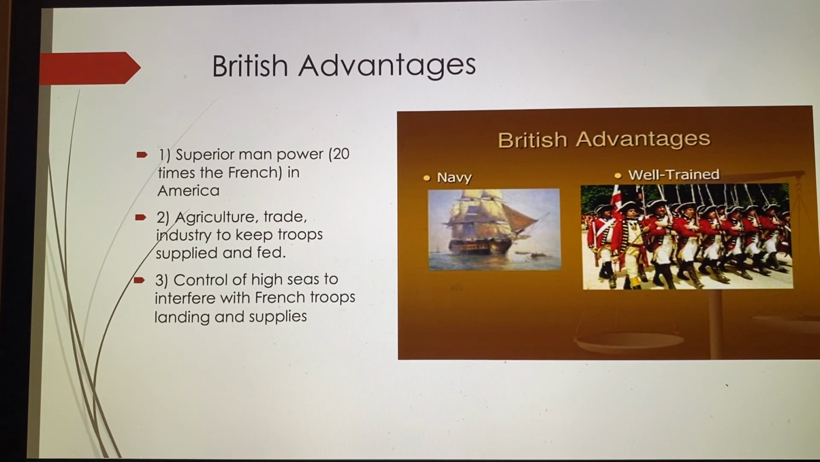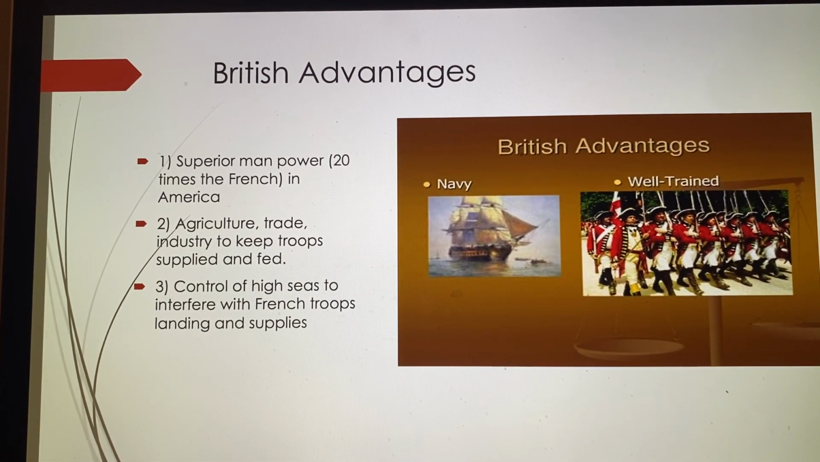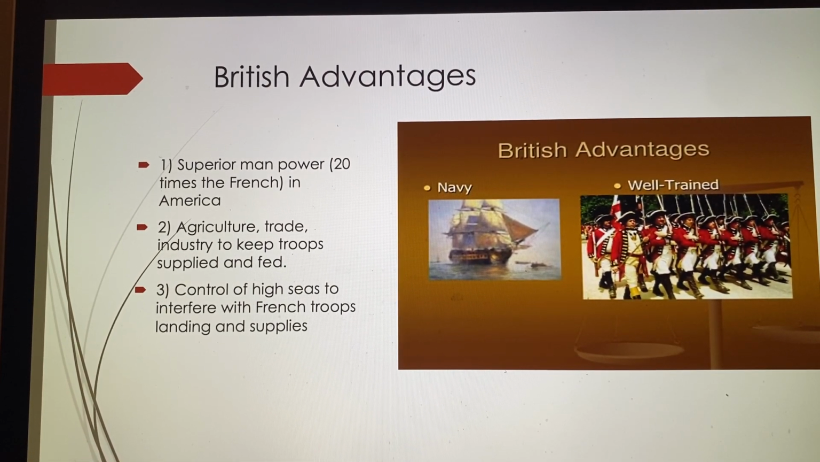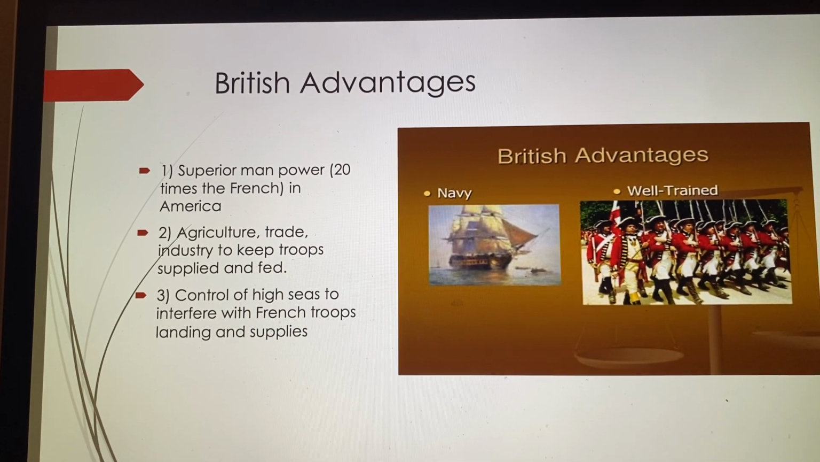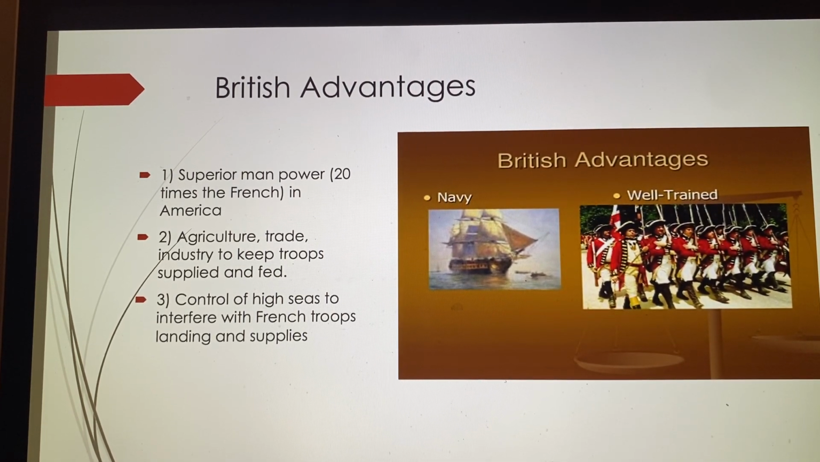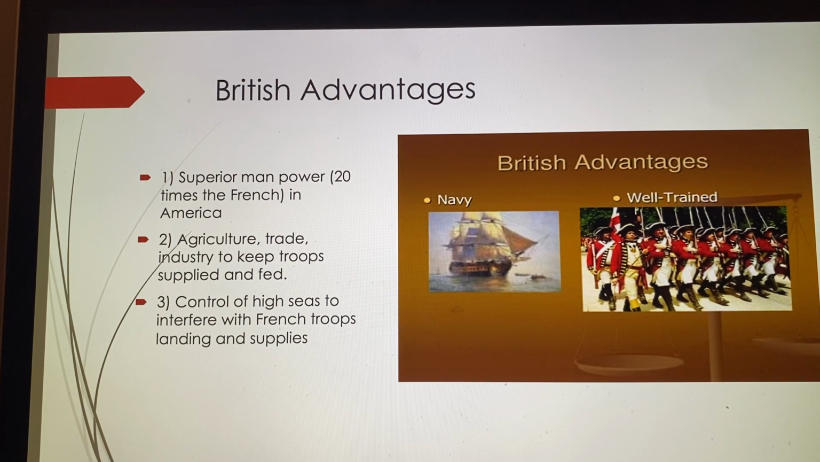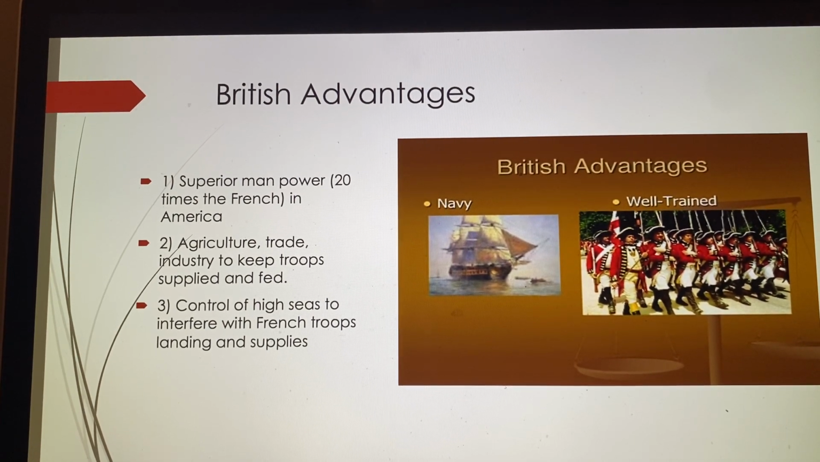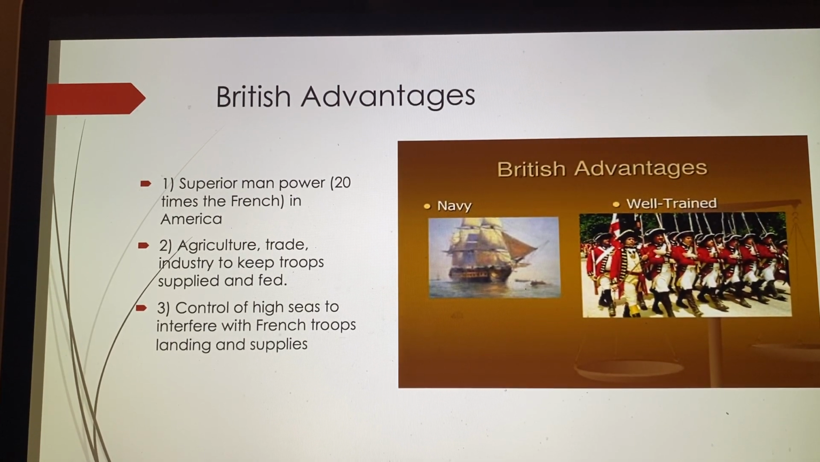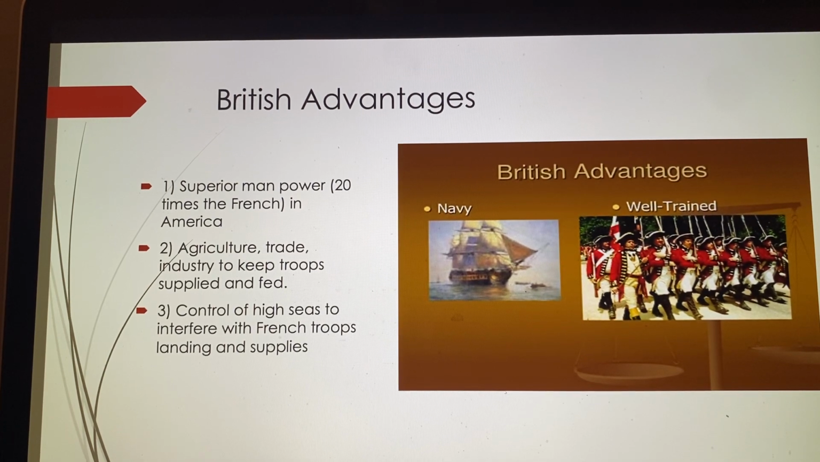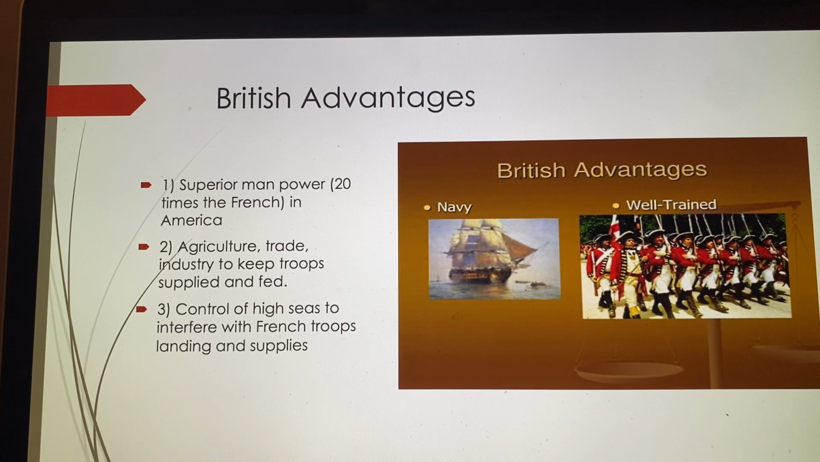The British advantages of the war. Well, the British had a lot of advantages, having superior manpower. In fact, they had 20 times more men in the troops than the French had. 20 times. So they had a lot bigger militia, a lot bigger army, and a lot bigger navy.